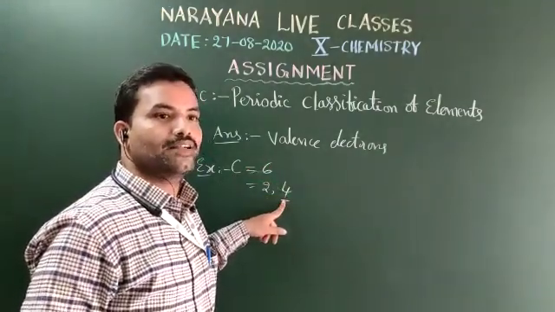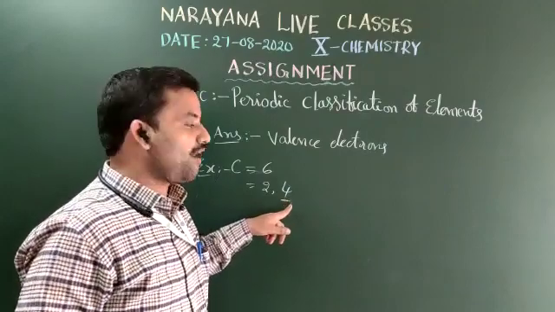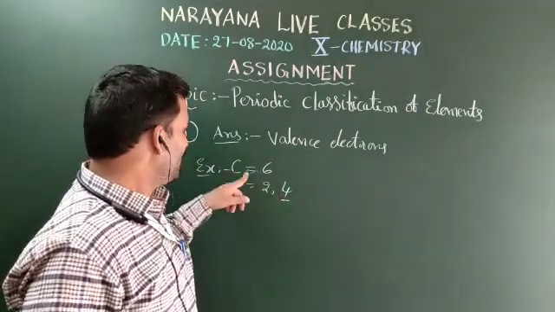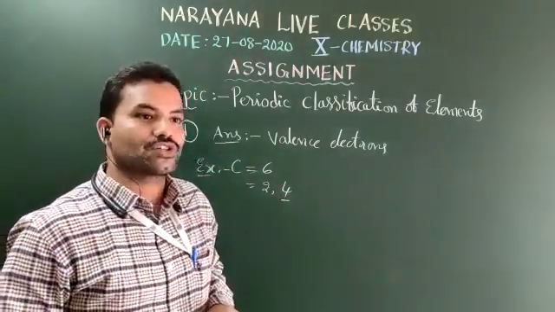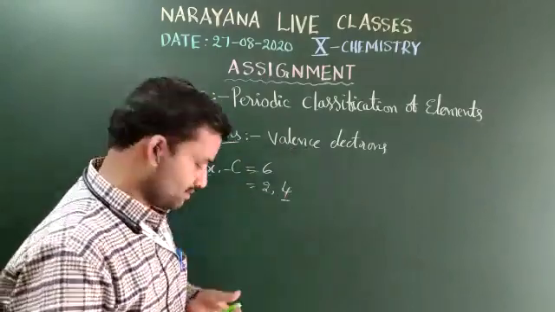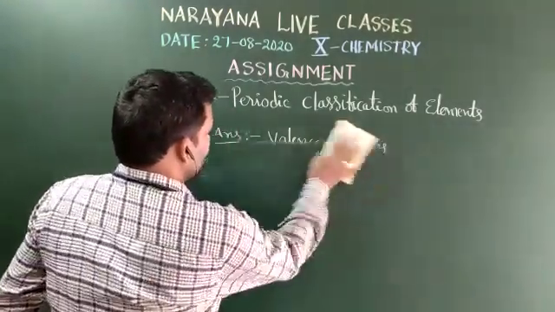The valence of an element is determined by the number of valence electrons present in the outermost shell of an atom. This is the answer for the first question. For calculating the valency, we require valence electrons. Move on to the second question.